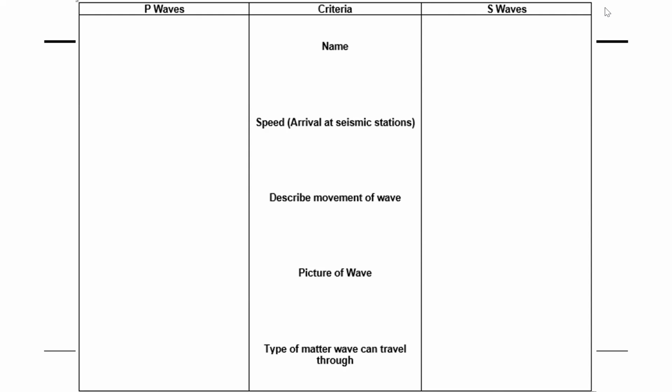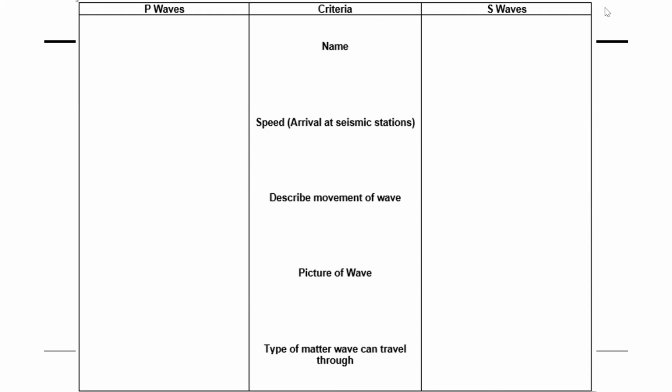How about S waves? What would you give as the name of the S waves? Secondary. Slow. And how do they move, Hayden? Slow, because they move slow. When do they arrive? Second, which is last. According to their reading, they move up and down or side to side.